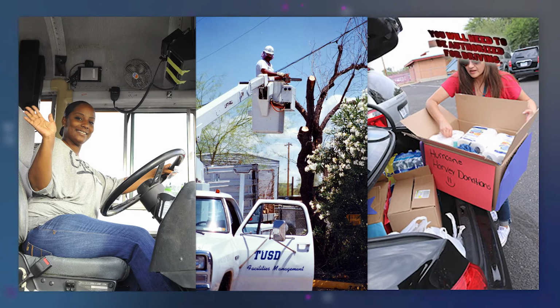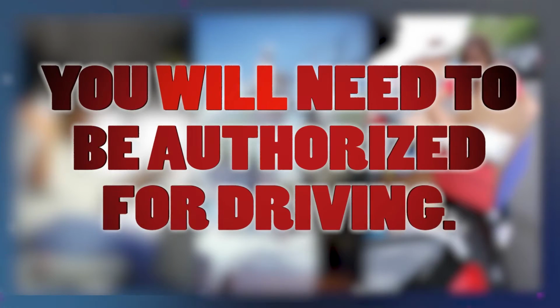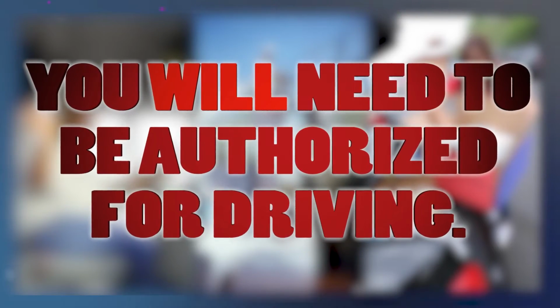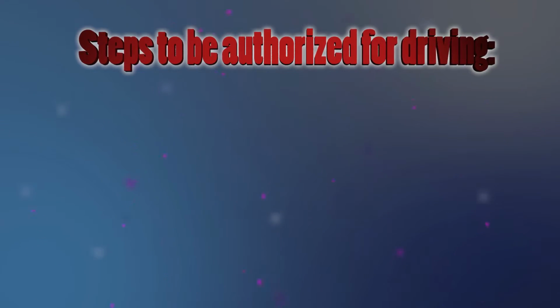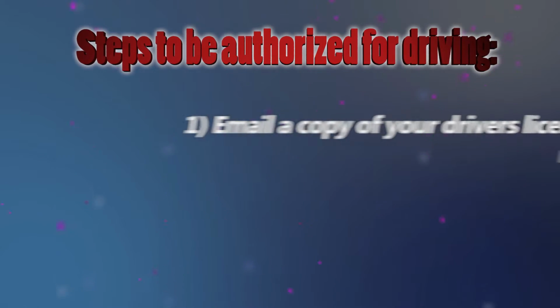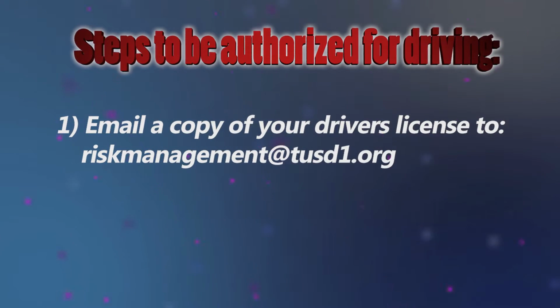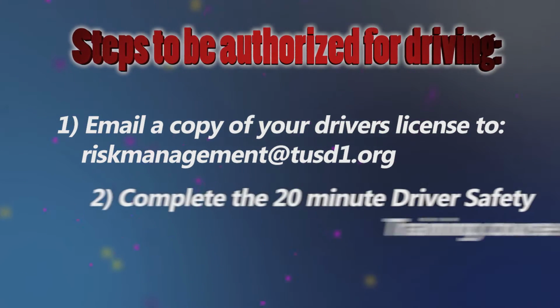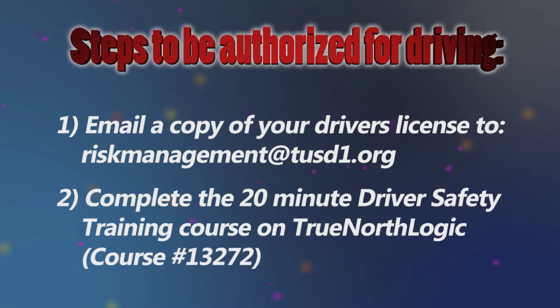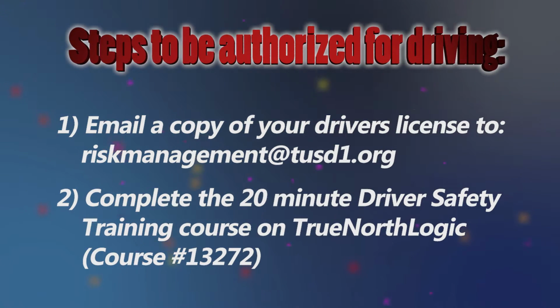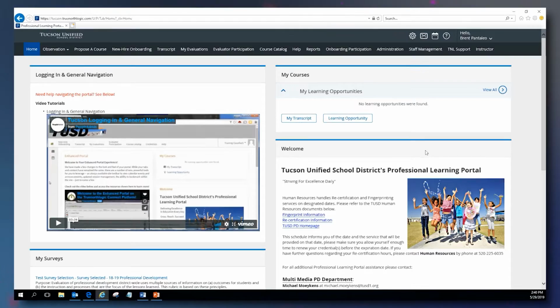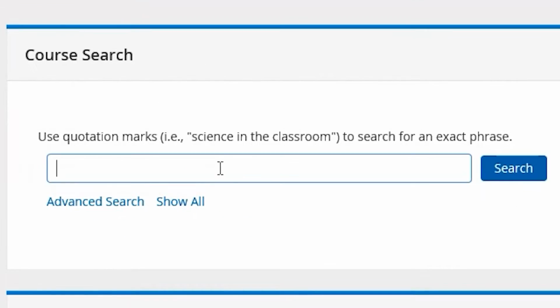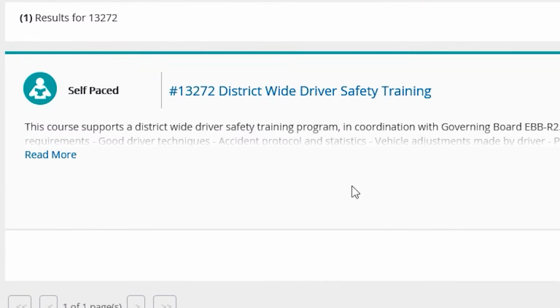on district business, you will first need to be authorized for driving. You can obtain this authorization by completing the following 2 steps. First, submit a copy of your Arizona driver's license to riskmanagement@tusd1.org for a status check through the AZ Department of Transportation. And second, complete the 20-minute driver safety training course on the True North Logic Professional Learning Portal. You can find the course by searching for course number 13272, titled District-Wide Driver Safety Training in the course catalog.